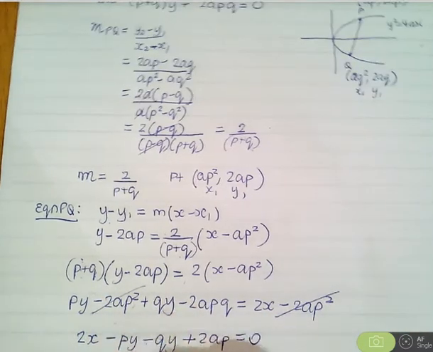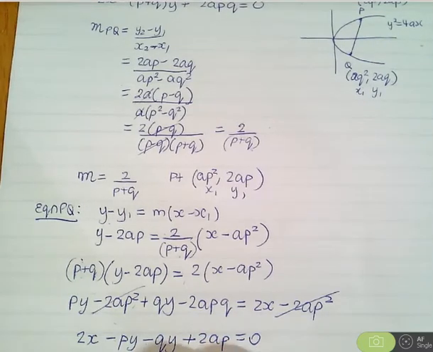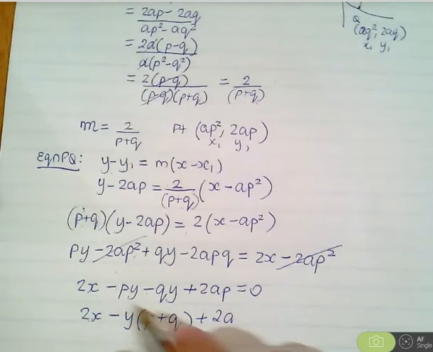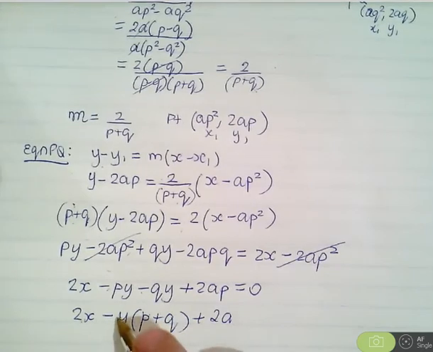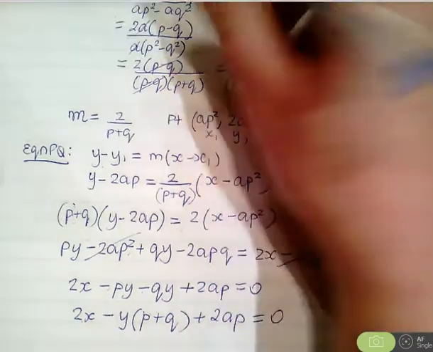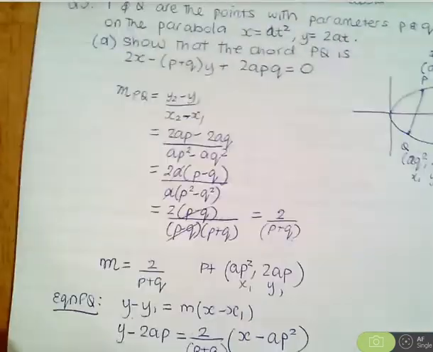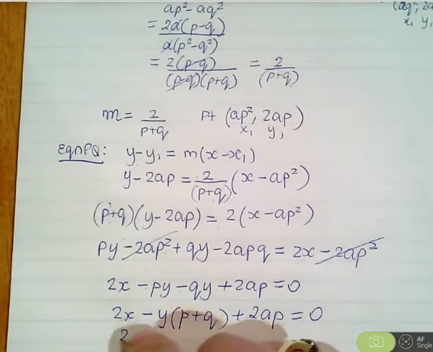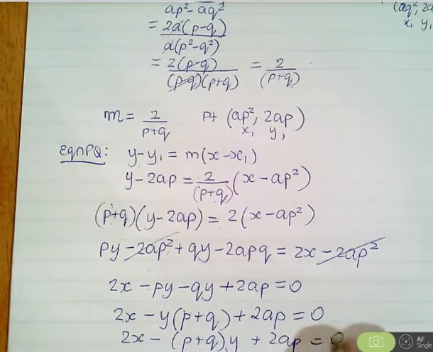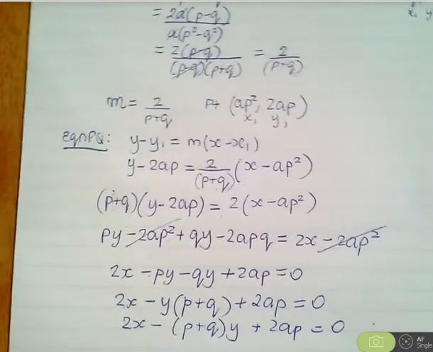So I've got 2x. Now I've got minus y as a common factor for both these terms. Minus y, bracket P plus Q, because that gives me minus PY minus QY, plus this term here, 2AP is 0. And therefore that is exactly the same as what you've been asked to prove up here. So I can just rewrite this as 2x minus (P plus Q) times y plus 2AP equals 0. And that's part A of question 5.